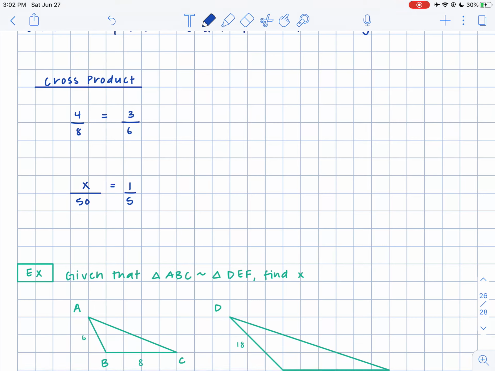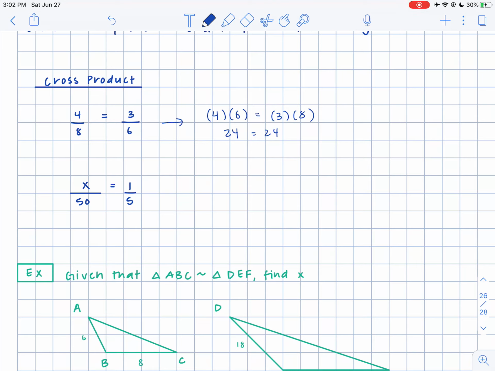Now it's called a cross product because you would cross multiply as such. So what would that give us? That would give us 4 times 6 equals 3 times 8. See how we just crossed it over? Okay, that would give us 24 equals 24.